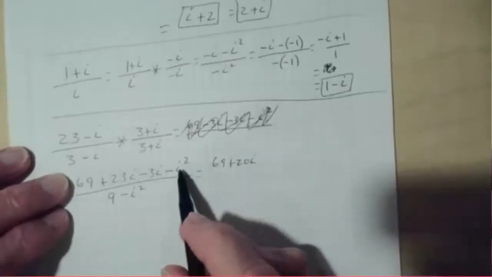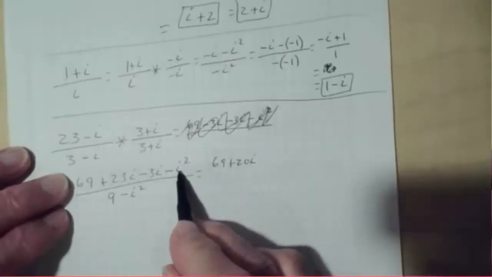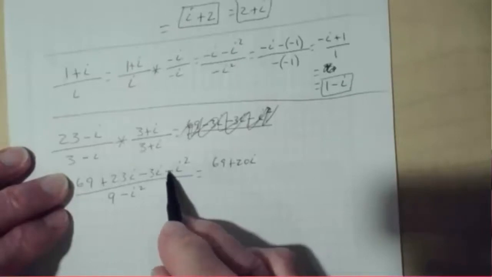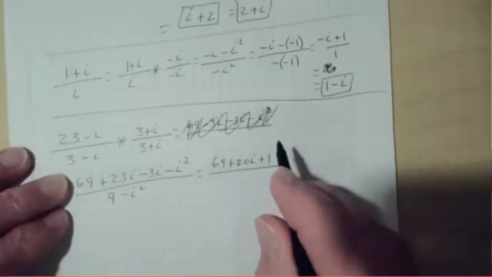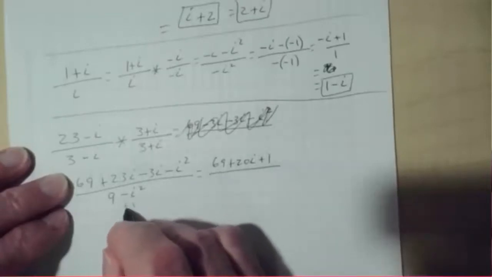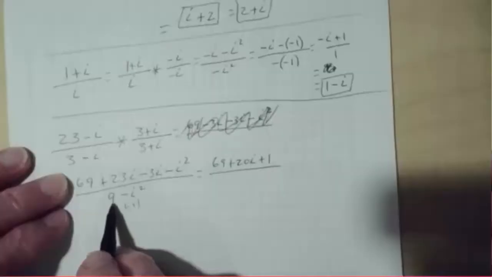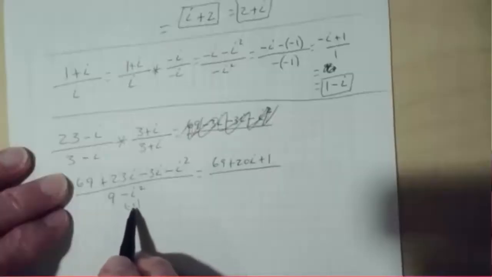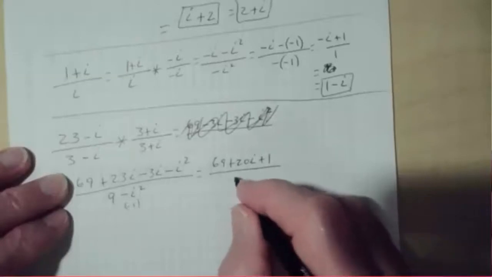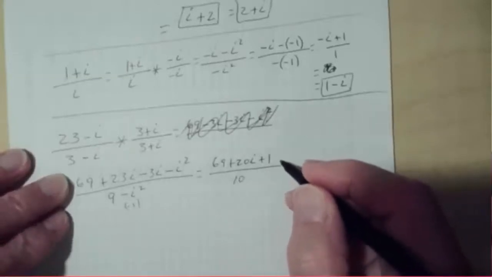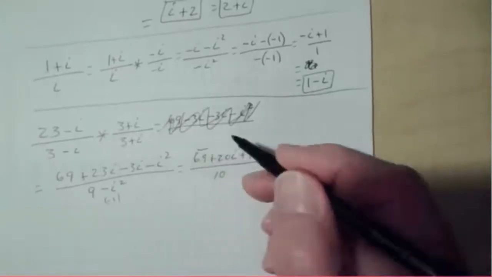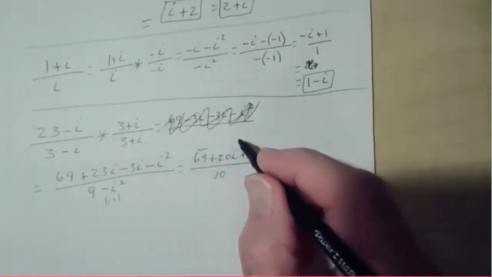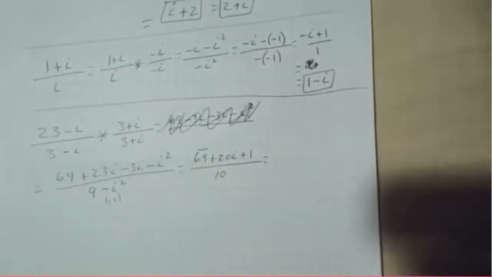Okay, let's combine like terms here and get rid of this negative i squared. So we get 69 plus 20i. Okay, remember, i squared is negative 1. Minus a minus 1 makes it a plus 1. All over, and again, this is negative 1. So it's 9 plus 1. Minus a minus is a plus. Right.